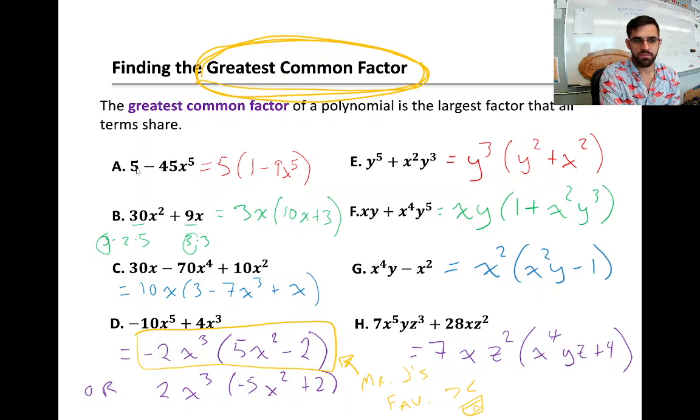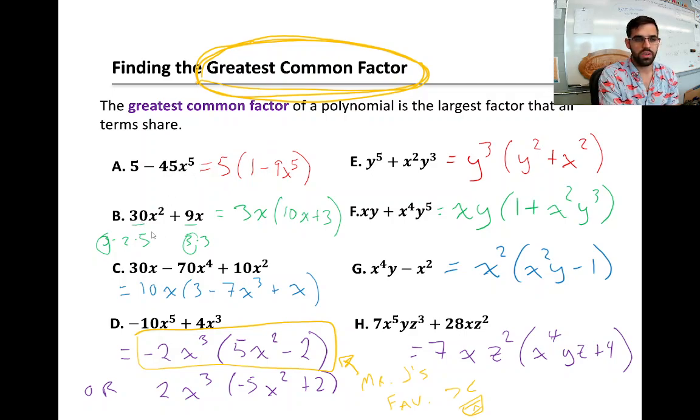If I notice 5 and 45, 45 is just 9 times 5, so 5 is a factor of each term. So I can factor out the greatest common factor, which is 5. That leaves me with the polynomial 1 minus 9x to the power of 5. Notice 5 times 1 is 5, 5 times 9 is 45. So if you multiply this back out, we get back to the starting polynomial.